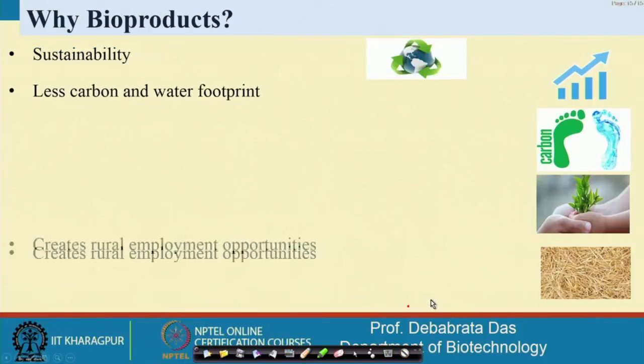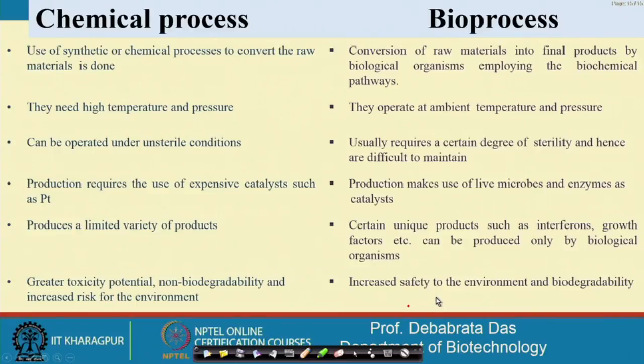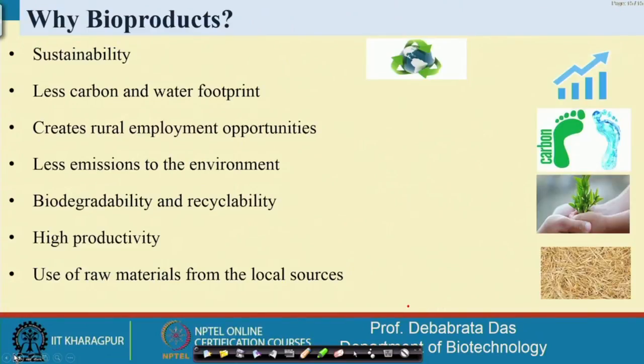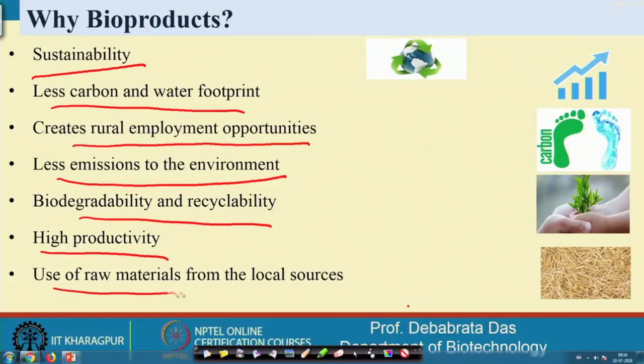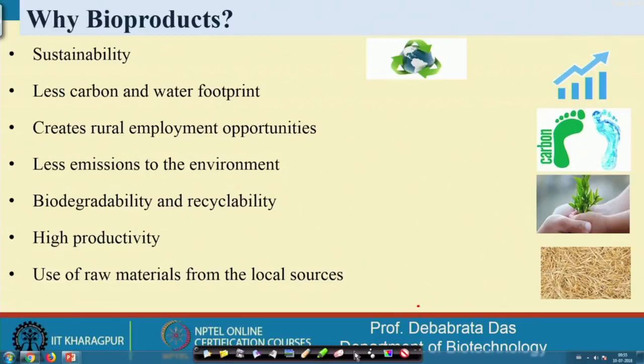Now, if you look at why we go for bioproducts, the reason is, first, that it is sustainable, because this process will be remaining with us for a longer period of time. It has a lower carbon and water footprint, creates rural employment and opportunity, causes less emission and less pollution to the environment, offers biodegradability and recyclability, high productivity, and use of raw materials from local sources. So, these are the different significances that we have.